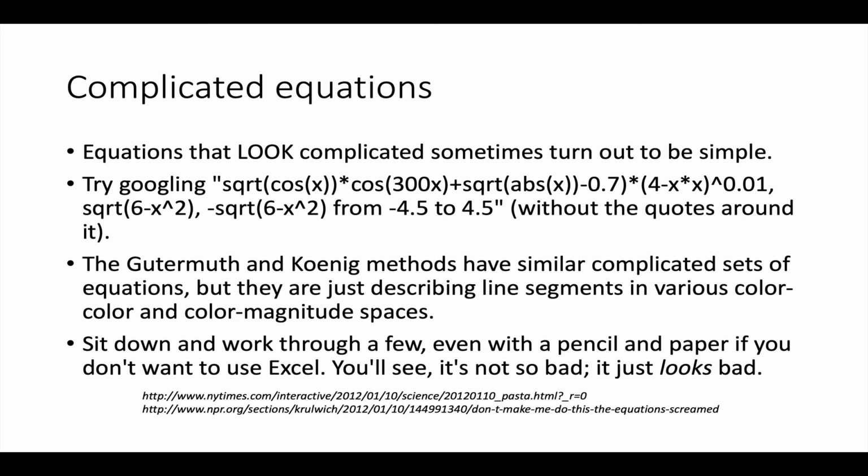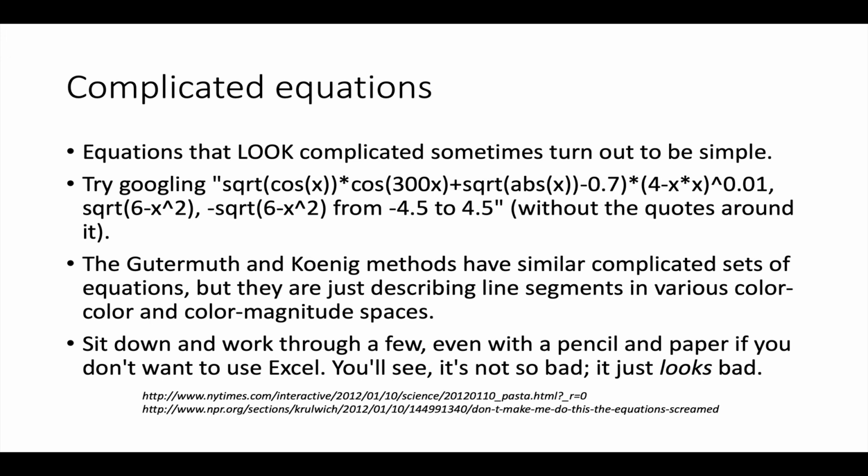So remember that equations that look complicated sometimes turn out to be really simple. If you Google that horrible expression without the quotes, it will plot stuff for you, and you can see that it's really not too complicated once you plot it. Both the Gutermuth and Koenig approaches to finding young stars have collections of equations that look hideous, but all they are is describing line segments in the color-color and color-magnitude diagrams. So they're not so bad. Even if you just work through a few, even just with a pencil and a piece of graph paper, you'll see it's not so bad.